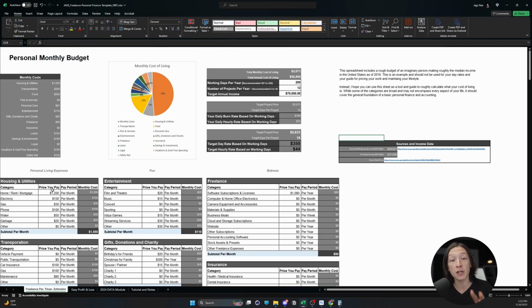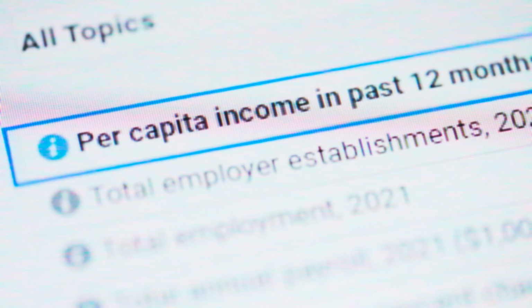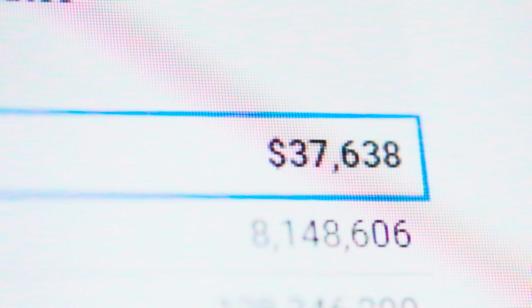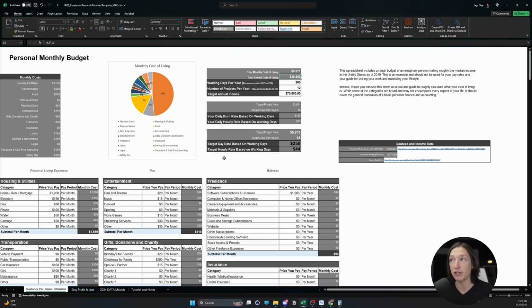You need to plug in the numbers to fit your lifestyle and what you need to live. I'm using the household per capita income, which is roughly $37,600, as a foundation for this spreadsheet for a burn rate. And then I'm also having a target annual income, as in we as artists might want to target the median household income. Like I said, this is not financial advice.